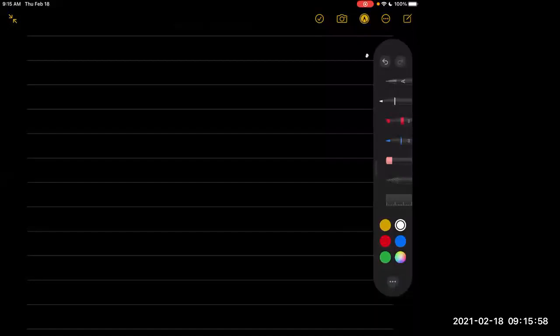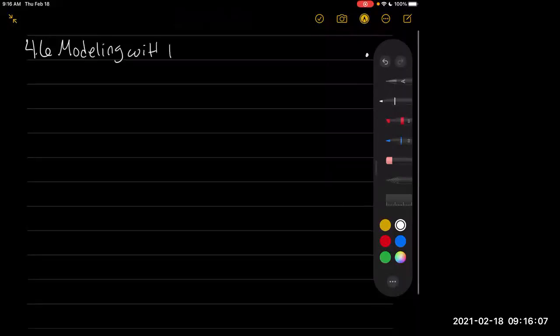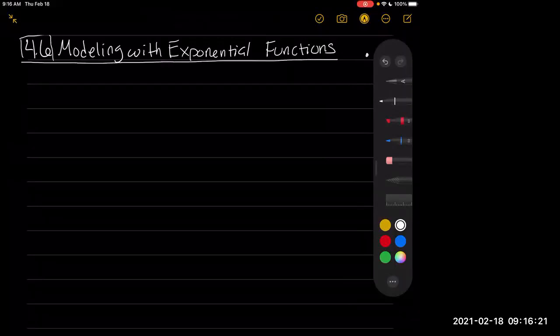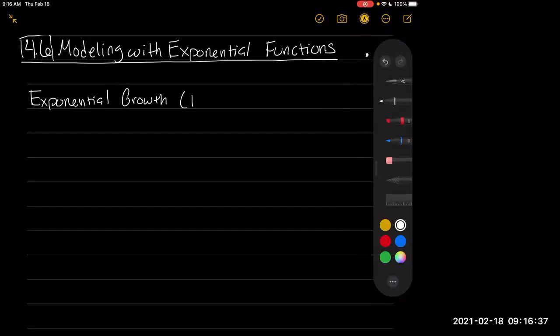Hi class, today we're going to start section 4.6, which is modeling with exponential functions. We're going to look at several different types of models in this section and run through examples of them. So our first model is exponential growth, where we're looking at the doubling time.